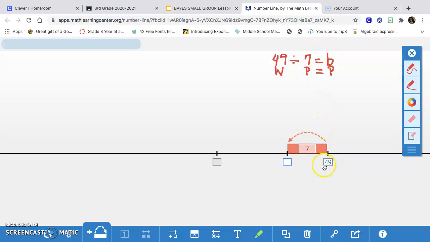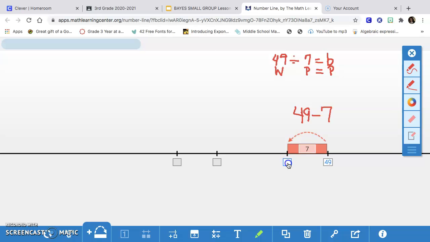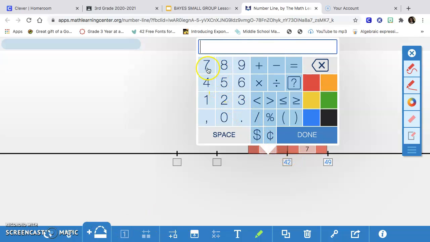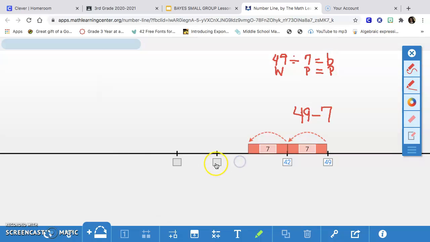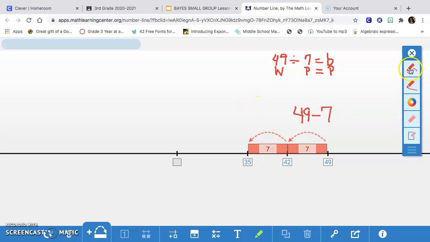So we're going to start with the repeated subtraction. We're going to start out with 49 minus 7. And hopefully you've already subtracted that, and you know that 49 minus 7 is going to equal 42. So I'm going to click and put 42 here. And then we're just going to keep repeating that. I'm going to do the exact same thing again. I'm going to do another hop. This time I'm going to hop back 7 again, and in this one, my answer should be 35. So that's going to be 42.